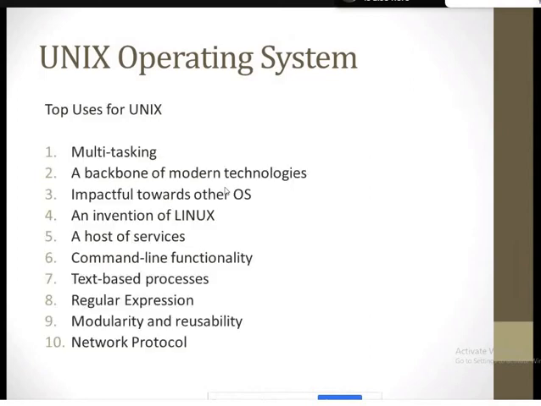Top uses for Unix: multitasking, a backbone of modern technologies, impactful towards other OS, the invention of Linux, a host of services, command line functionality, text-based processes, regular expressions, modularity and reusability, and lastly the network protocol.